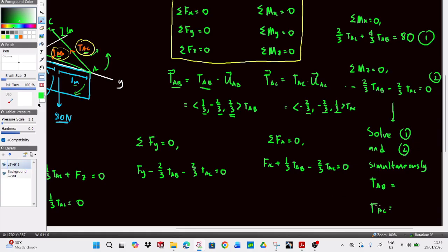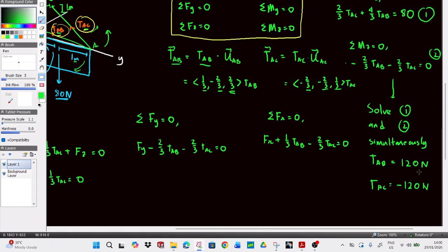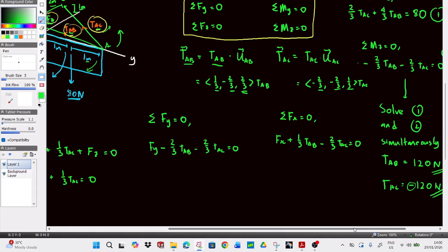So TAC is actually minus 120 newtons and TAB is 120 newtons. Okay, so double check the answer first and see if it's right or not. So it's just 2 over 3 times negative 120 plus 4 over 3 times 120, 80. Okay, so we've already gotten our tension in the cable itself, which is just TAB is 120 newtons and TAC is negative 120 newtons. Negative here means that our assumed direction was wrong.